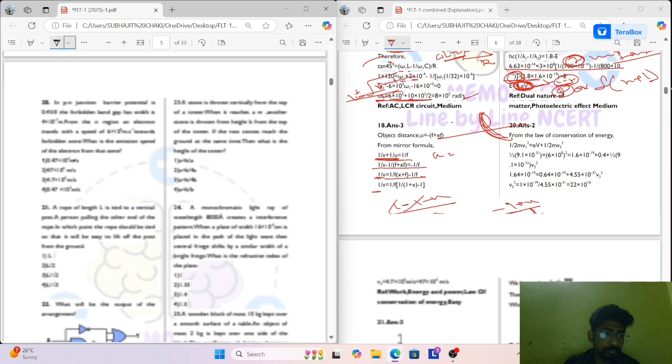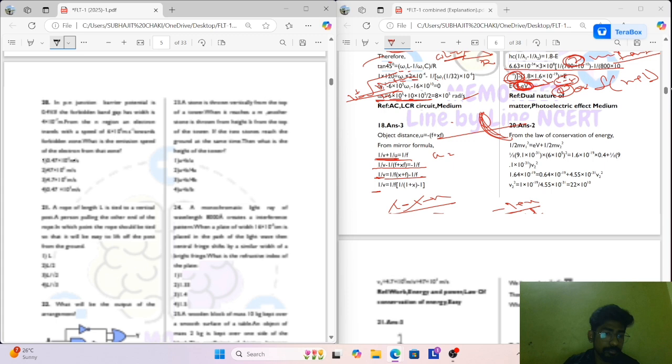It looks like a problem of PN junction, but it's nothing but a straight line motion numerical, right? Speed is given, displacement is given. From the barrier potential you can calculate the energy. From the law of conservation of energy, the initial kinetic energy and the final energy will be equal. The initial kinetic energy is half m v1 square, and the final energy will be eV plus half m v2 square.